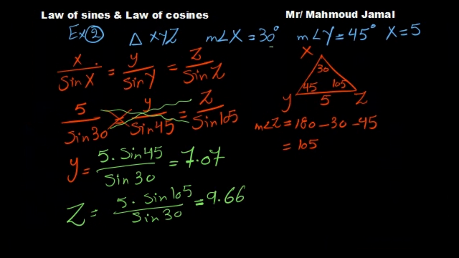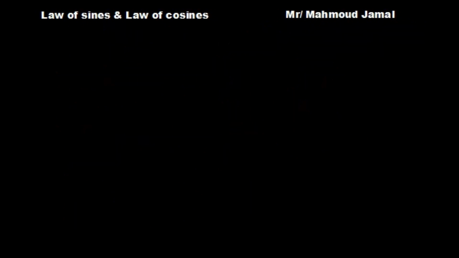Now we found the other three elements. By using three elements, I can find out the other three elements. Now we will start to explain the law of cosines.